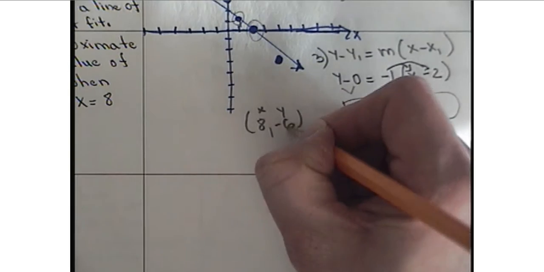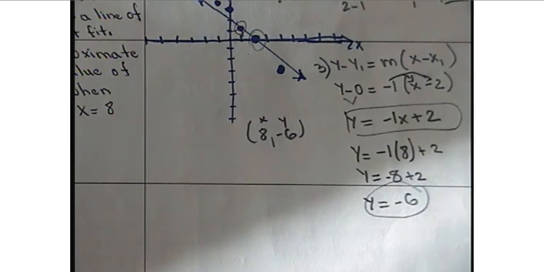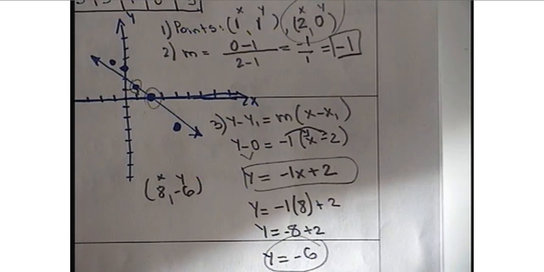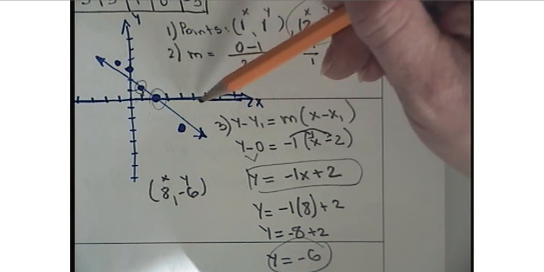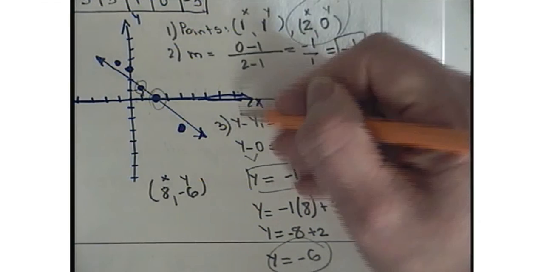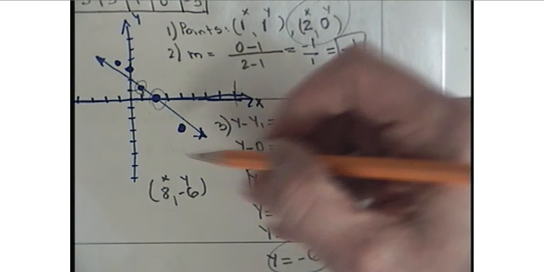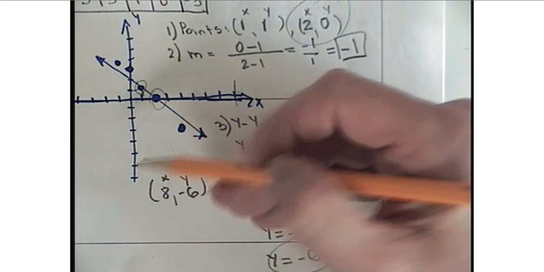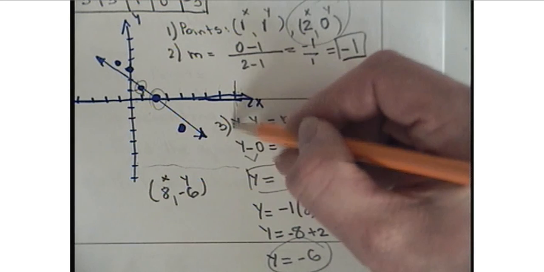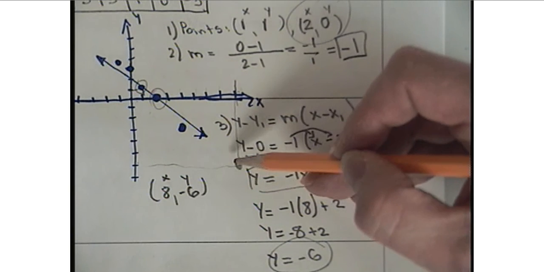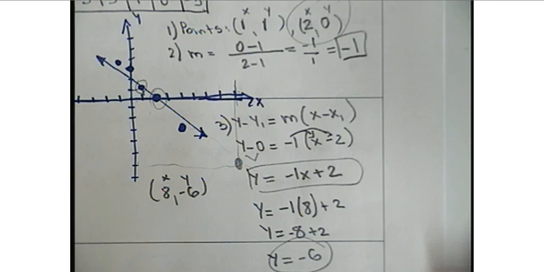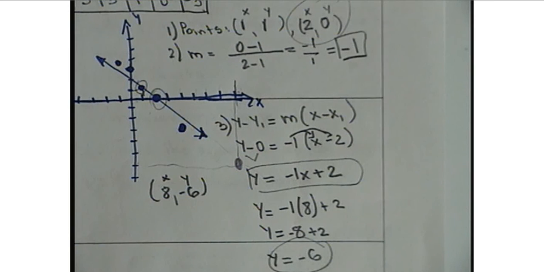Negative 6. So the prediction point from here, if you go through and calculate 1, 2, 3, 4, 5, 6, 7, 8, 8 is somewhere here for x, and negative 6 for y, it looks like my next point will be somewhere down here. And if you continue the line of best fit, you will see that definitely we have a negative correlation, and it just keeps going.